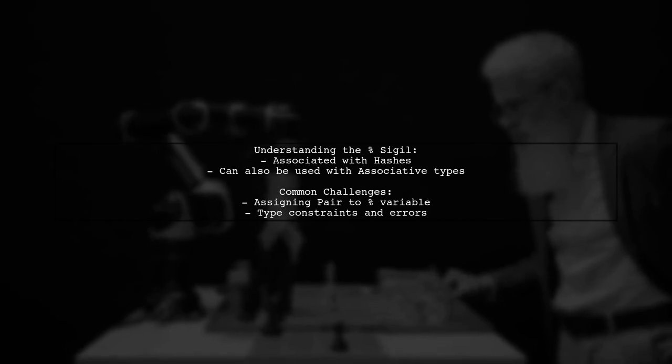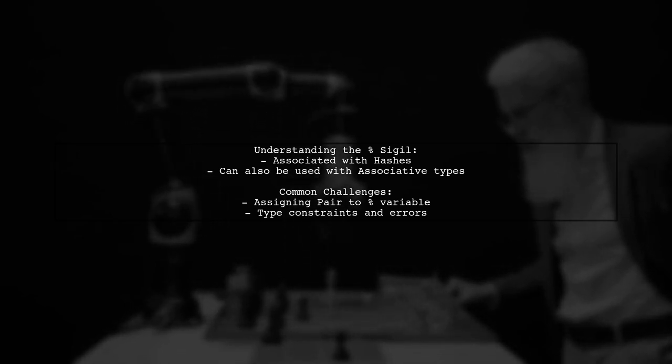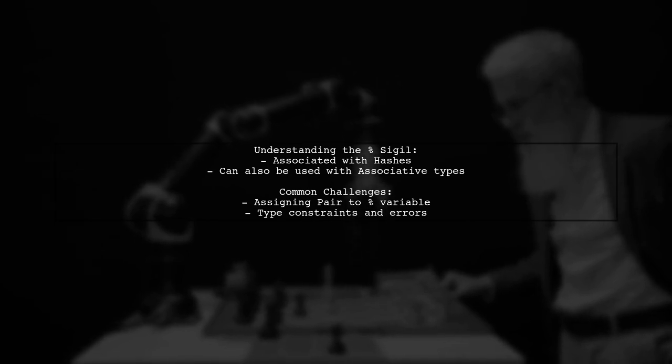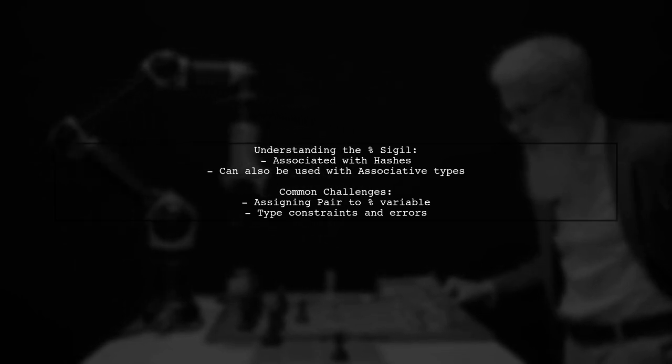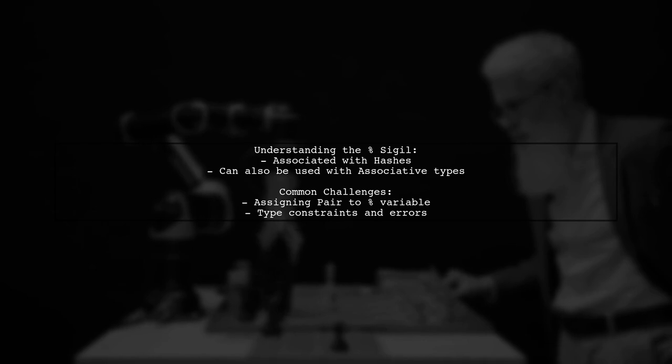In Perl 6, the percent sigil is typically associated with hashes, but the documentation mentions its use with types that fulfill the associative role, like pair, map, and bag. However, many users find themselves puzzled when trying to assign a pair to a variable using the percent sigil. Let's break down the issue.